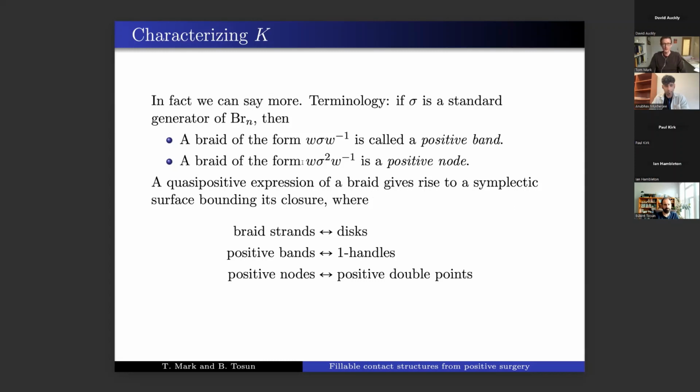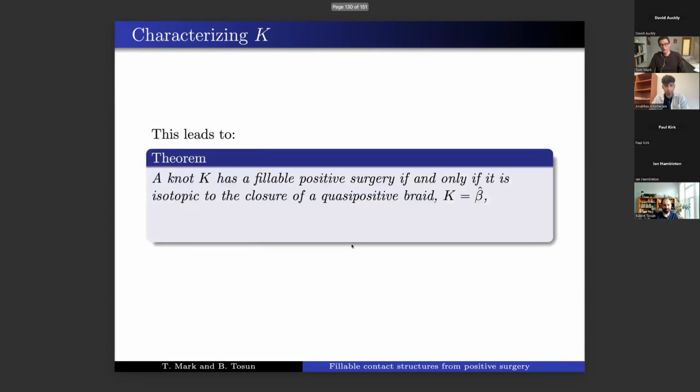Okay, and in particular, if you write a braid as a product of expressions like this, you can pretty much see a symplectic surface that it bounds. However many nodes there are tells you how many double points there are on the surface. And the numbers of disks and one-handles tells you the Euler characteristic of the surface, so in other words, the genus. And the number of disks in your handle decomposition of the surface is the same as the number of strands of the braid. Okay, so what's the point?